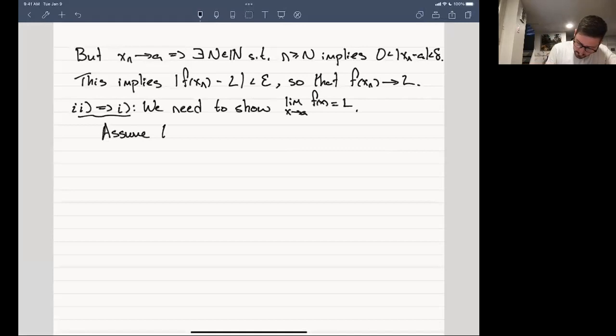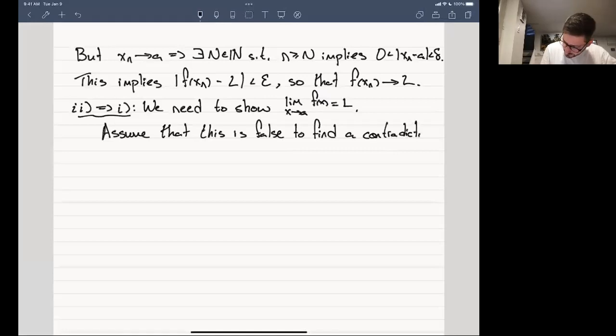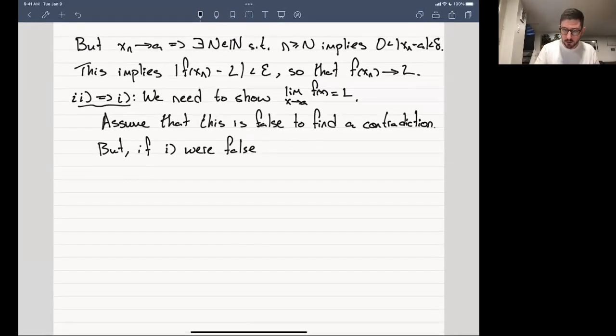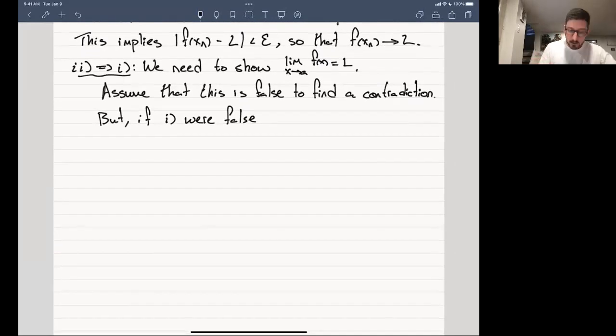So assume that this is false to find a contradiction. Okay, so that's the goal here. We're going to assume it's false, and we'll find a contradiction. So if one were false, we're going to have to invert this, then there exists an epsilon. So we're inverting, right?